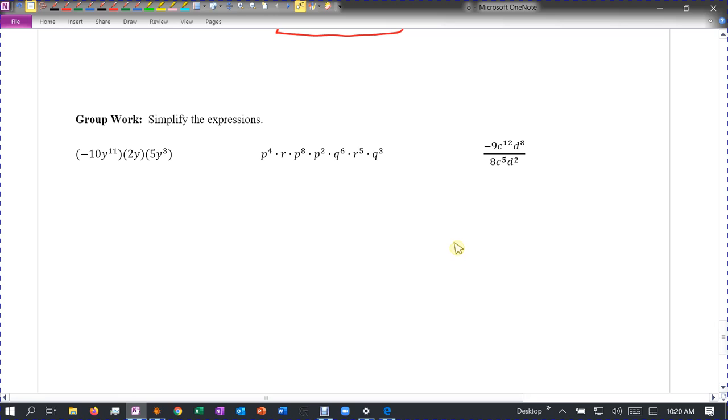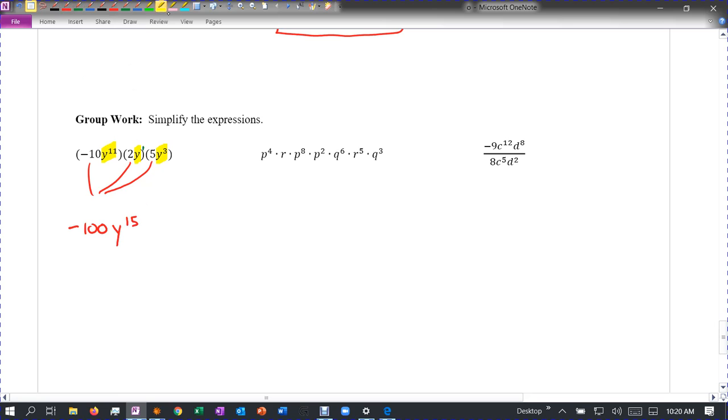And okay, so what do we got here? So here we put the numbers together first. So negative 10 times 2 is negative 20, and then times 5, that should give you negative 100. And then let's do our y's. We have y to the 11th, and then we have y, and then we have y to the 3rd. So remember that's y to the 1st power here. So add all those exponents up, 12, 15, you should get y to the 15th here.